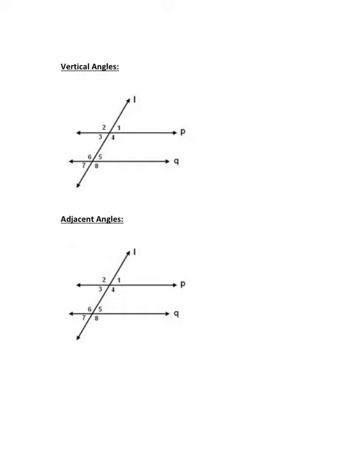So vertical angles we just talked about, they can exist in these parallel lines cut by a transversal. Vertical angles would be like 1 and 3, or 5 and 7, or 6 and 8, or 2 and 4. Those are vertical. Vertical angles are congruent. They're the same measure.